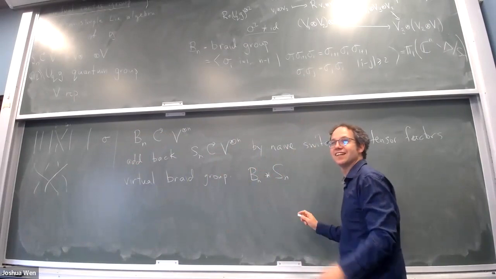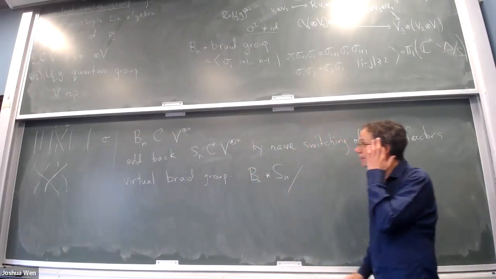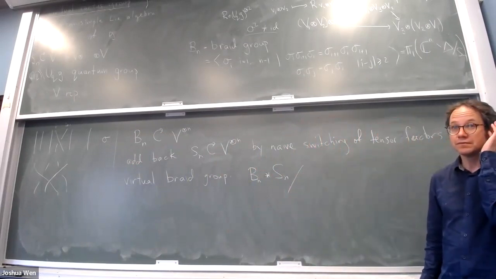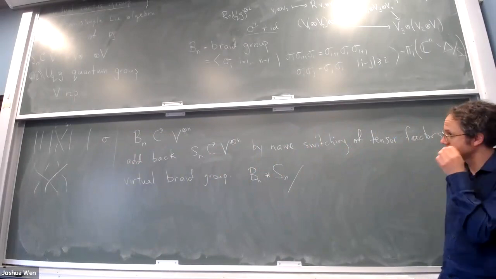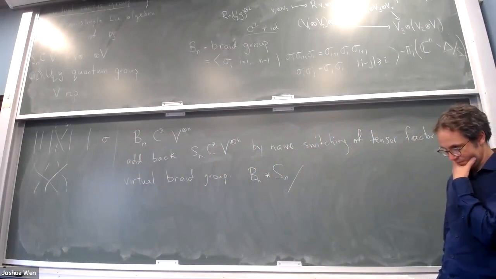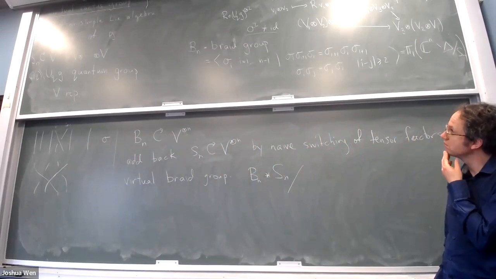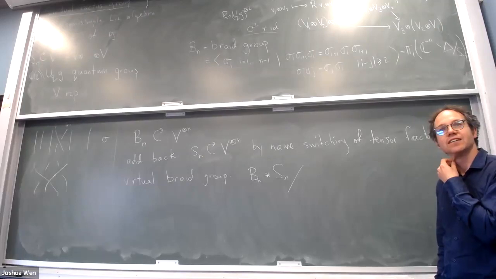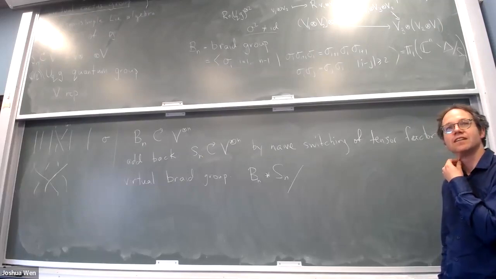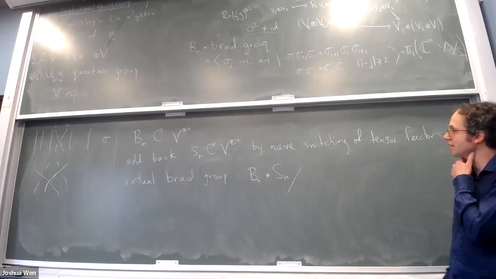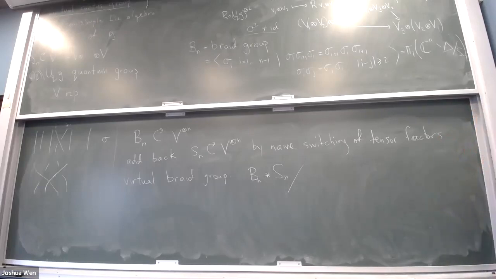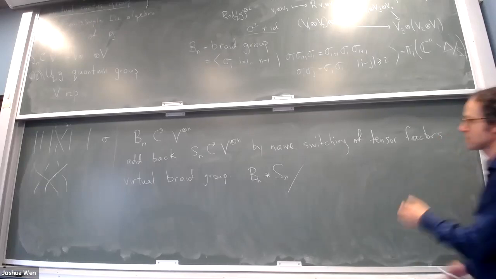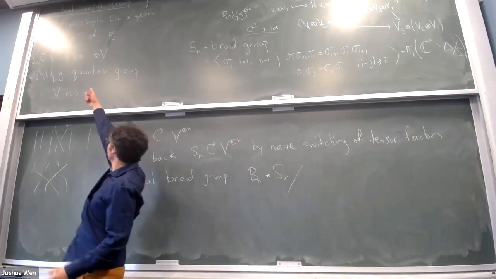Sorry, question? Do you add a sign if we have an n cross symmetric group by switching the tensor? You add a minus sign as well? No, I don't think there's anything. This action of the symmetric group is the same as the other thing.